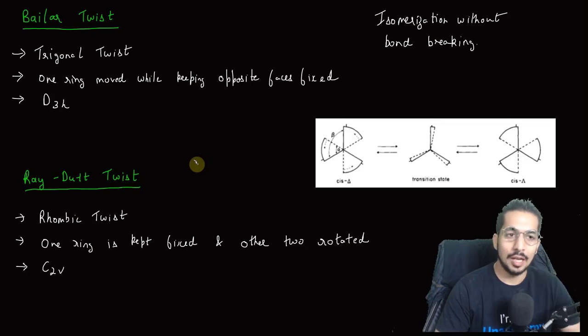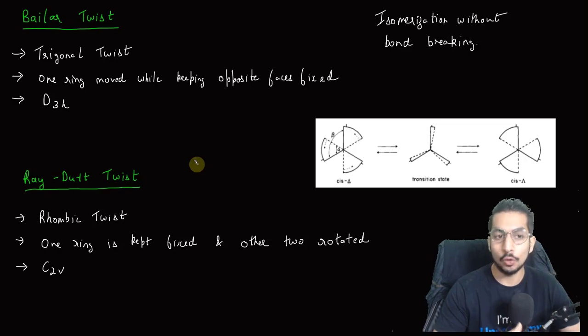Evening, everyone. So I got a lot of requests on my previous video regarding the new topics that have been added in CSIR NET. So I thought of coming up with a quick video, which is quite frankly oriented from an exam point of view, to discuss the Bailar twist and Ray-Dutt twist, right? What are the main key aspects and where is this twist useful, right?